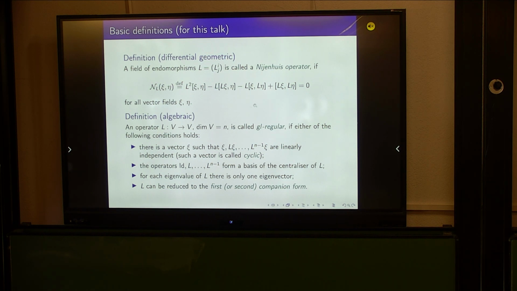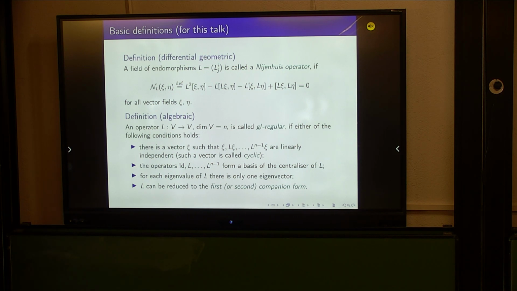We consider an operator. You can think of it as a square matrix of size n by n, and we will say that it is gl-regular. GL-regular means that I consider this operator from the algebraic point of view as an element of the Lie algebra gl(n,R), and I want this element to be regular. Regular means that if you consider the orbit of this element with respect to the standard adjoint representation, this orbit must have the maximal dimension.